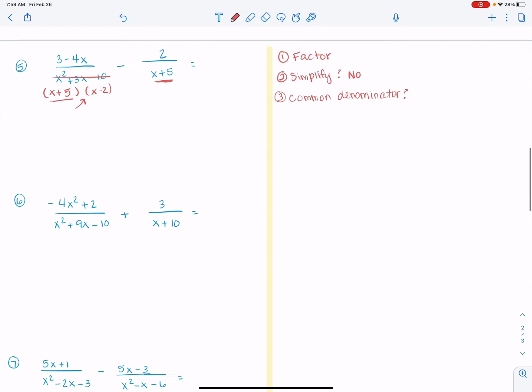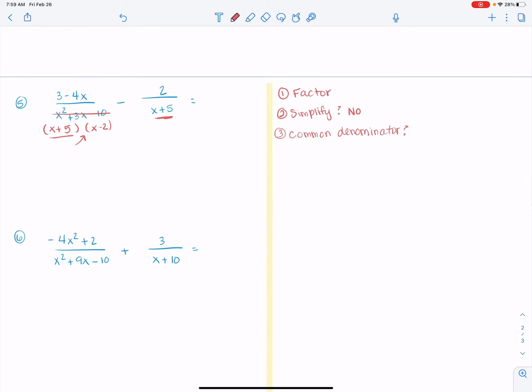So if we look at what we've got, if I multiplied this second fraction times x minus 2, then my denominators would both have the same two parts. That's okay, and I can do that as long as I do it to the numerator also. So now what I have is (3 minus 4x) over (x plus 5)(x minus 2) minus 2 times x is 2x, 2 times negative 2 is minus 4, over (x plus 5)(x minus 2).